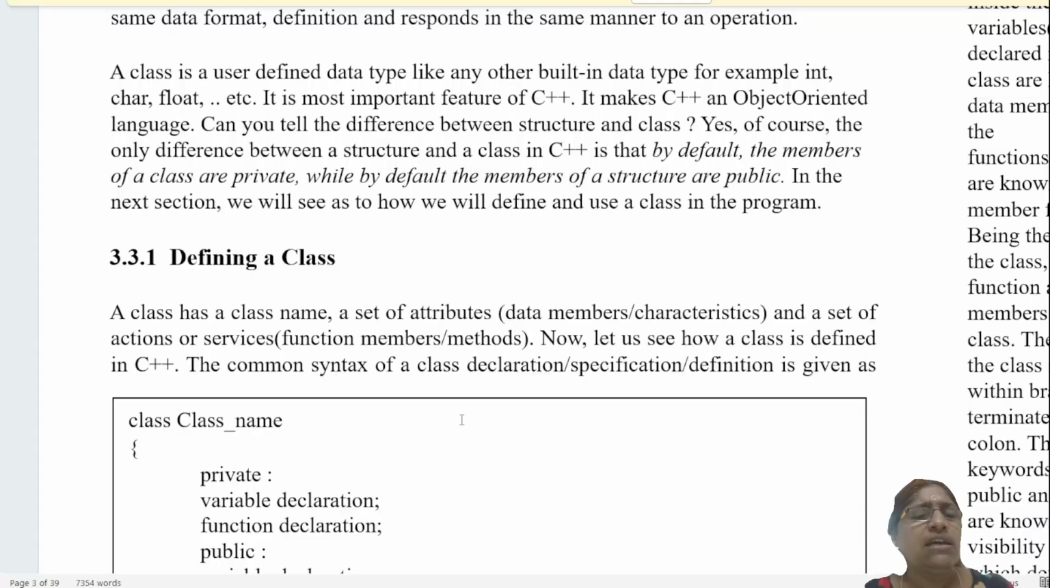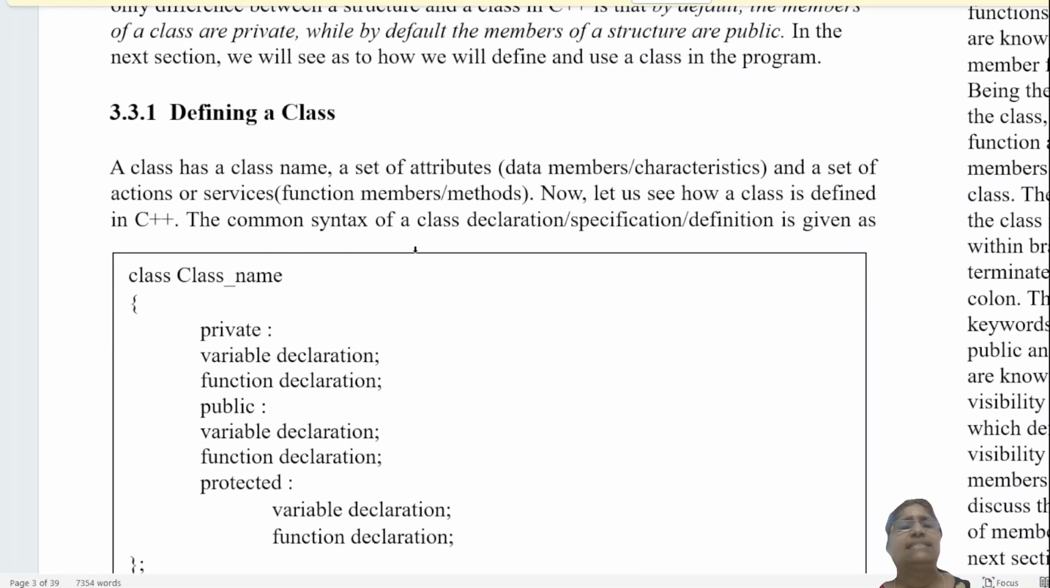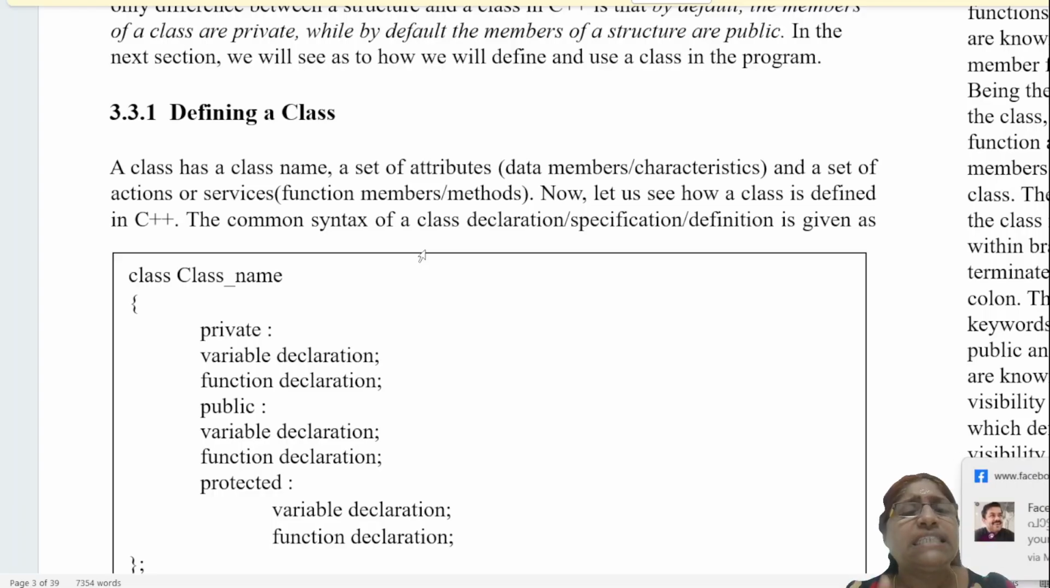Defining a class. A class has a name, a set of attributes (data members, characteristics), and a set of actions or services (functions, members, and methods). Now let us see how a class is defined in C++. The common syntax. Syntax means the grammar of the programming language, the grammar of the C++ language.